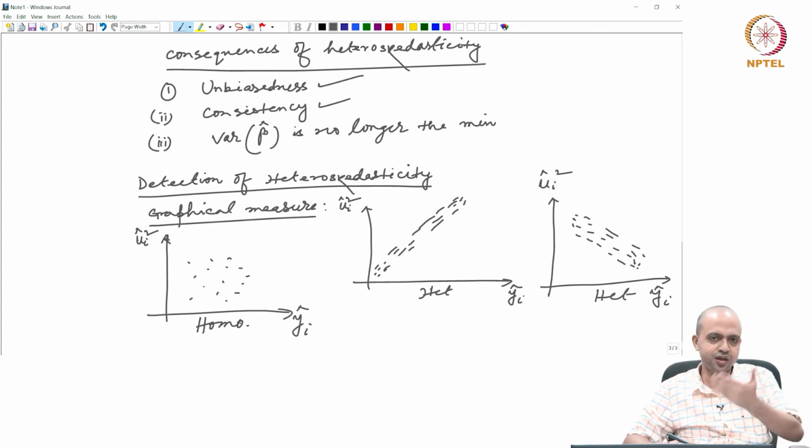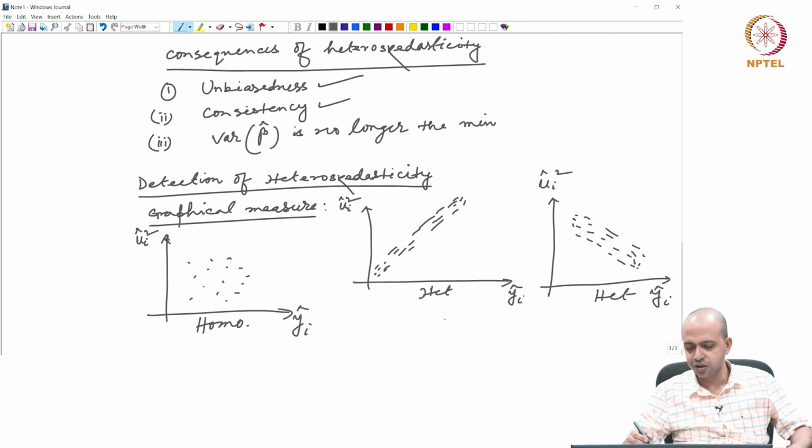Now, the example we are thinking about is income and consumption, we said that as income increases, the error term increases. That means we were plotting the error variance against the explanatory variable, but here we are plotting error variance, that means ui hat square against yi hat. What is the reason? Because this yi hat basically captures the influence of all your explanatory variables. Otherwise, if you have multiple explanatory variables, you have to plot this ui hat square against each and every explanatory variable, isn't it?